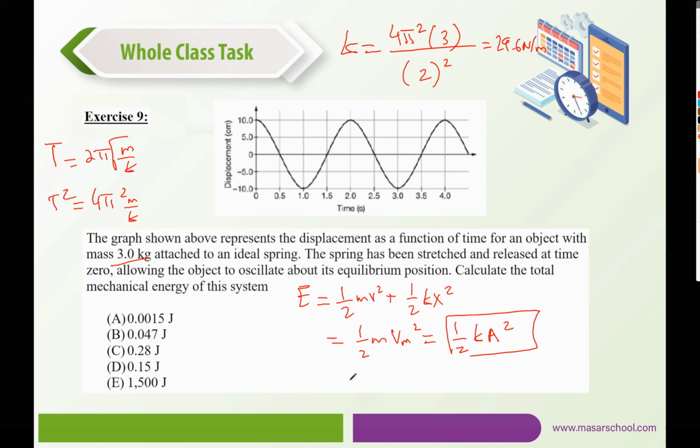newtons per meter, and that would be half 29.6 multiplied by A. The amplitude is given by 10 centimeters, which is 0.1 squared. Plugging that into the calculator, then we find that the mechanical energy of the system is almost given by 0.148, and that would be 0.15 joules, making D the correct answer.